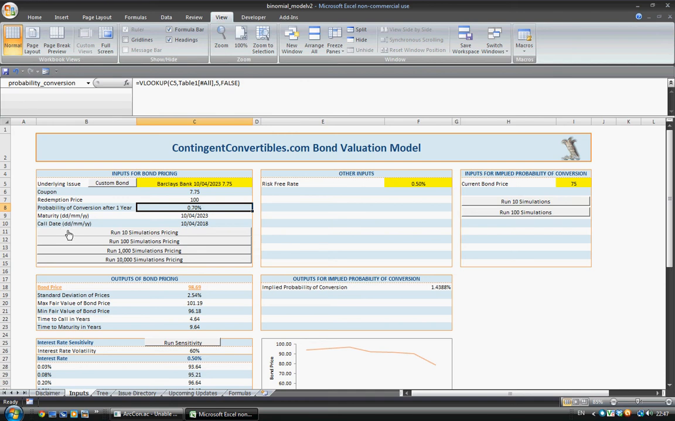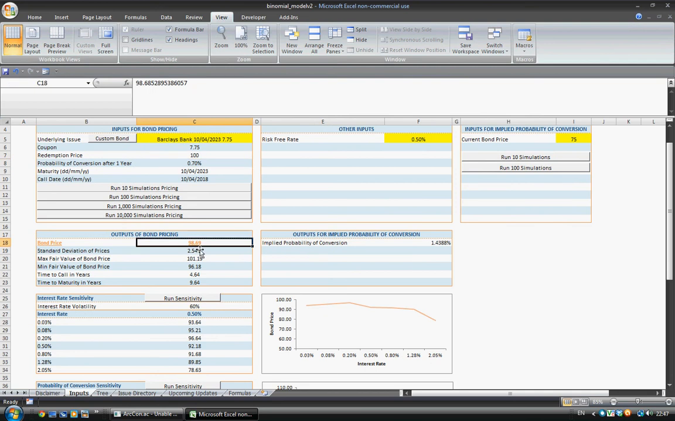Clearly the more simulations you run, the more accurate the price will be. I'm not going to run any simulations for the sake of time, but I've just finished a 10,000 simulations pricing. And here we have the output, which is the bond price. We have a standard deviation of prices at 2.54%, so it gives us a range of the possible prices after running these simulations. You can do 100,000 simulations, which would clearly give you a much lower standard deviation, probably in the region of 50 basis points or so.